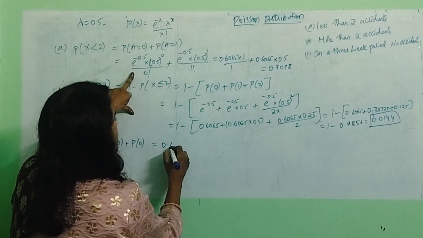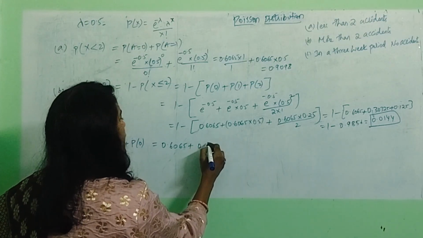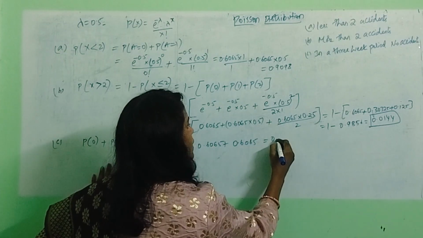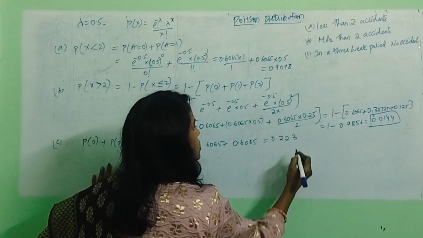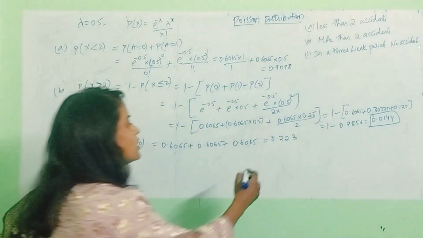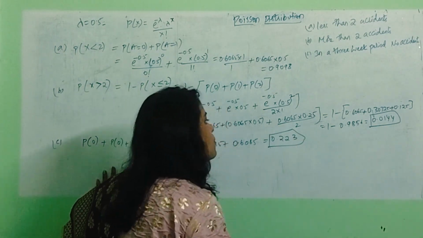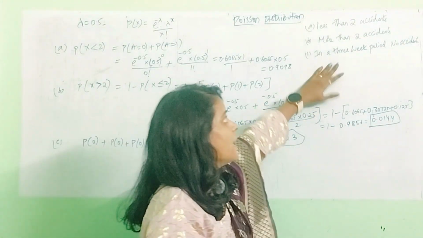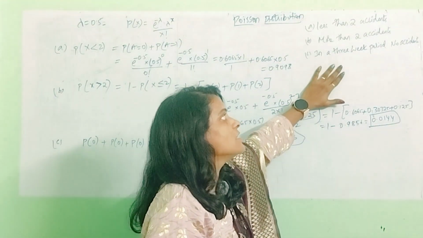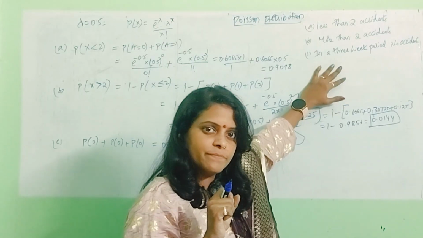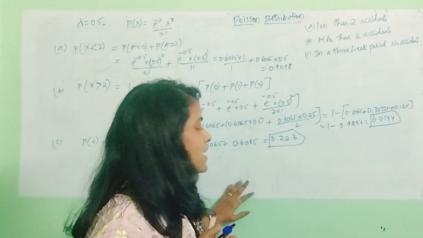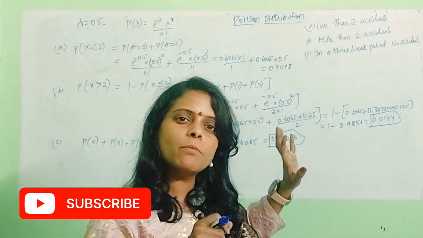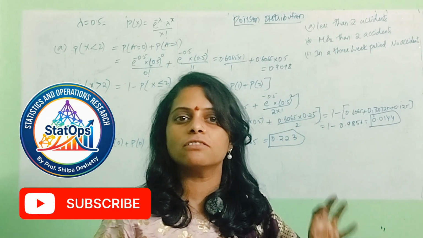That value is 0.6065, plus again 0.6065, plus again 0.6065. So what is the total value? 0.2223 is the probability that there is no accident in a 3-week period. Okay, note it down, it is a very important question. It is a previous year repeated question, and most probably in the Poisson distribution they will give it in this pattern itself.